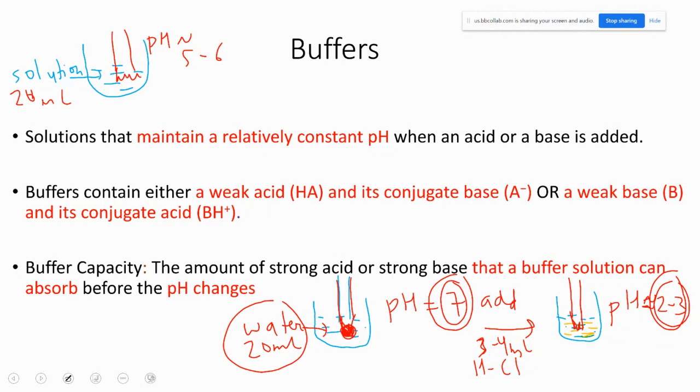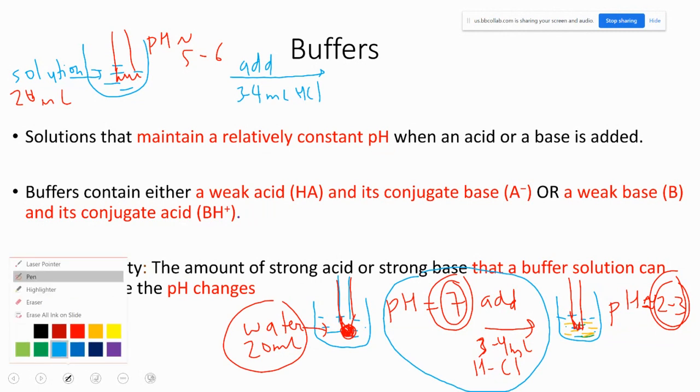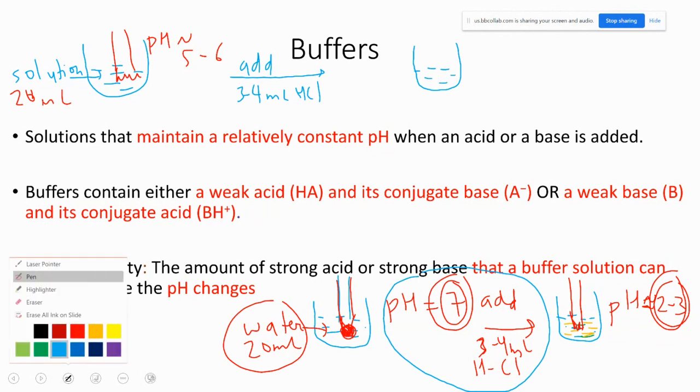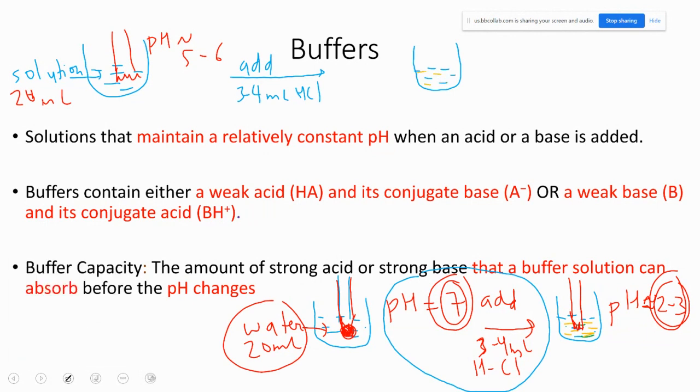Now I'm going to do the same thing I did earlier here. I'm going to add 3 to 4 ml of HCl. All right, after I add it, I'm going to stir it to make sure equilibrium has been reached, and my orange is showing the HCl here.